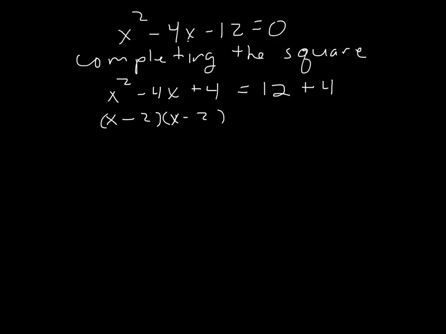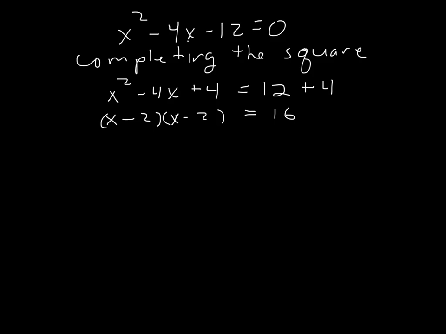You can see right now that if I FOIL this, we get x squared right there. We get -2x and another -2x, which makes -4x. And then we get -2 times -2, positive 4. And then on the right side, we just add the numbers together. We get 16.